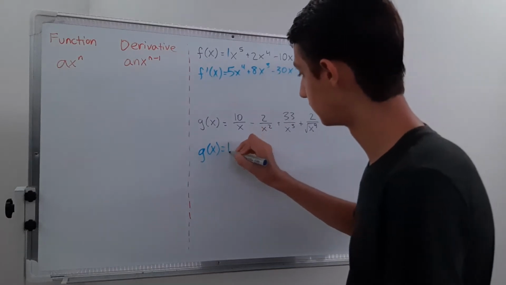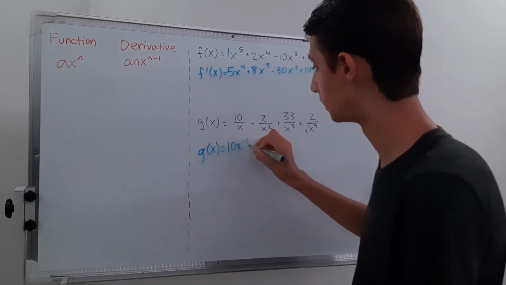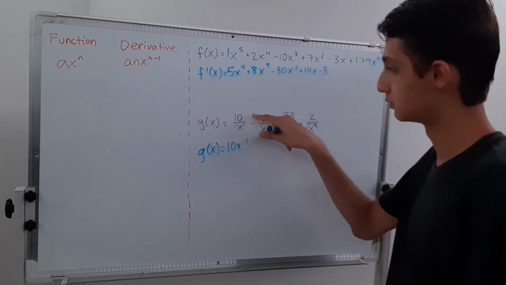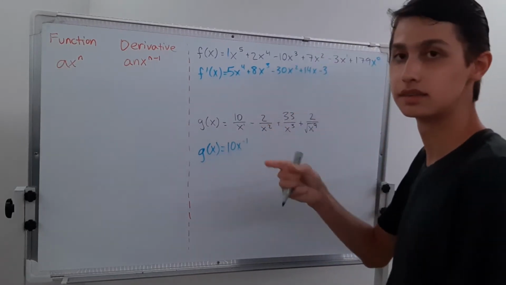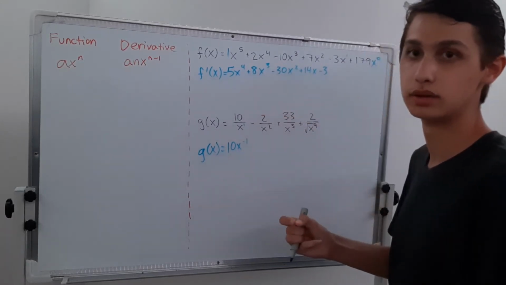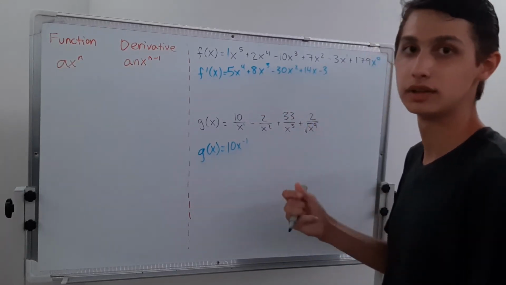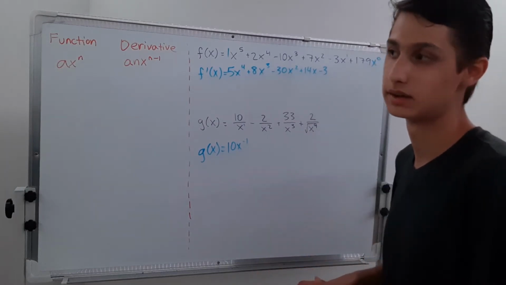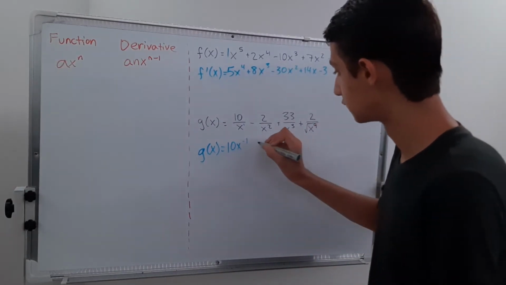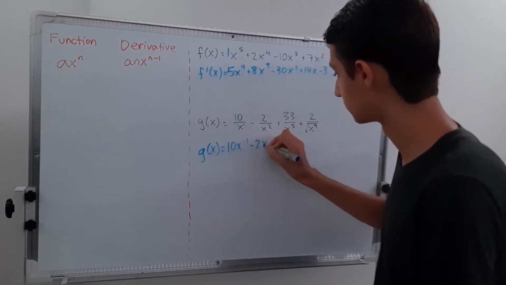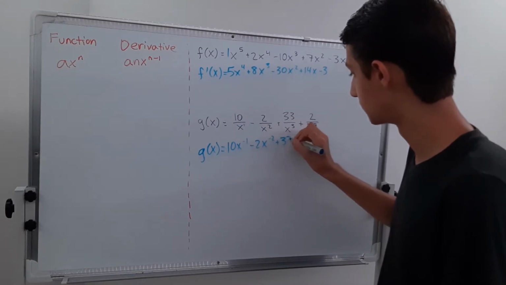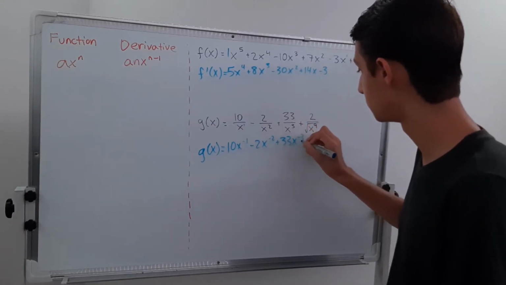So this is 10 times x to the negative 1. Why? Because again, there is a 1 here, and when you have x to some number on the bottom, you can move it to the top and have a negative exponent. If you are unfamiliar with that, I would suggest reviewing that on YouTube or something. So then this just becomes minus 2x to the negative 2 plus 33x to the negative 3.